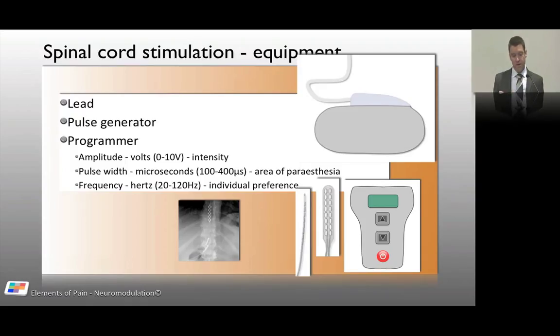The programmer basically programs three aspects of the electrical impulse: the amplitude in volts, the pulse width in microseconds, which adjusts the area that they feel, the area of paresthesia, and the frequency in hertz, which is an individual preference, and some patients have different sensations that they're happy to feel, so buzzing and those kinds of things.